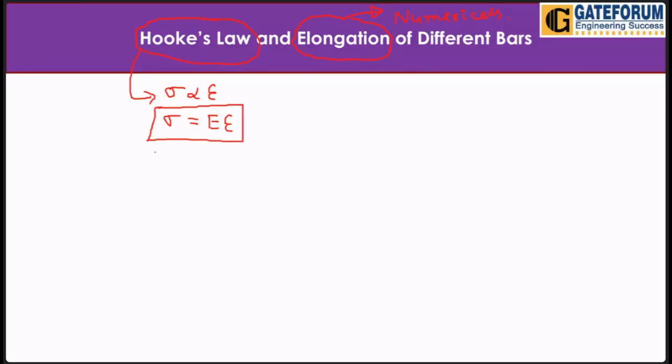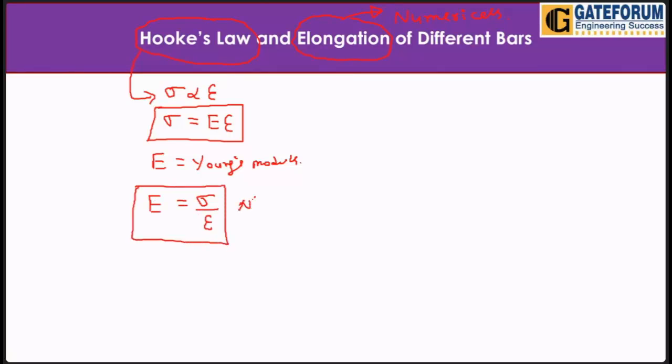E is known as Young's modulus, or modulus of elasticity. E is equal to normal stress over normal strain. What is the unit of E? It is the same as stress: Newton per meter square, or Pascal, because the denominator is strain, which is unitless. That's why only the numerator unit remains: Newton per meter square, or Pascal only.